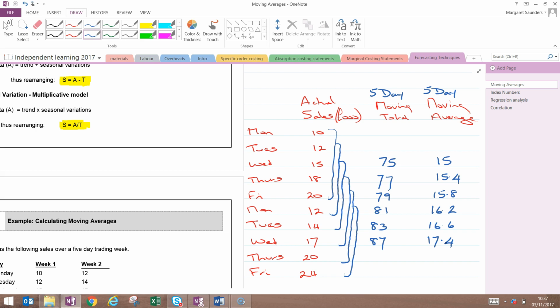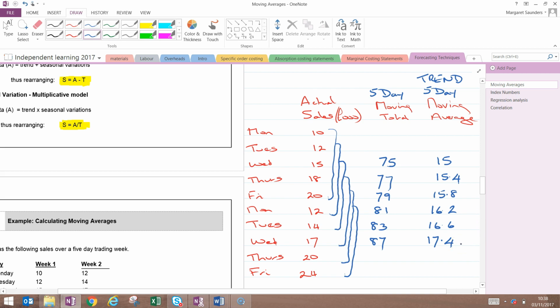So we have our moving total, we have our moving average. The moving average is the trend. So we now have calculated our trend. And if we look at that trend, we can see that there is a general increase. Now we're trying to forecast. So what we need to do is use that trend to forecast into the future. So we need to be able to continue this trend on into the future.